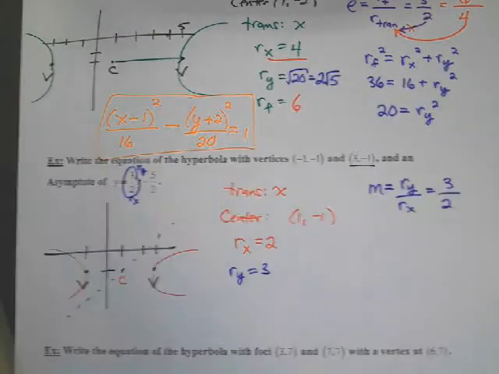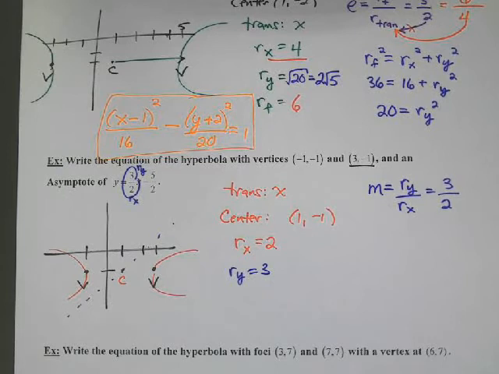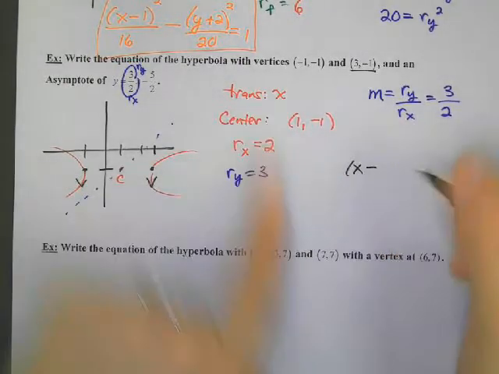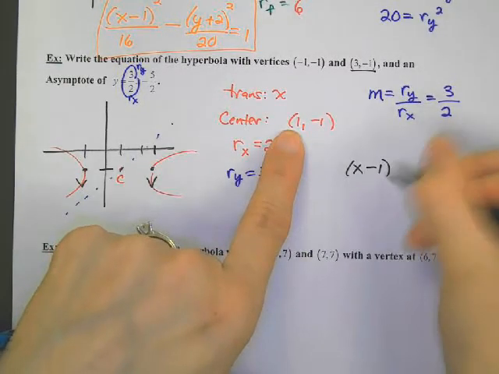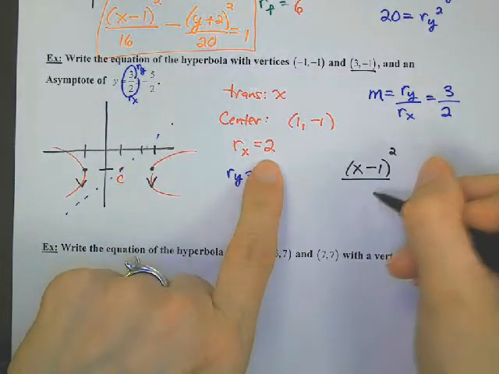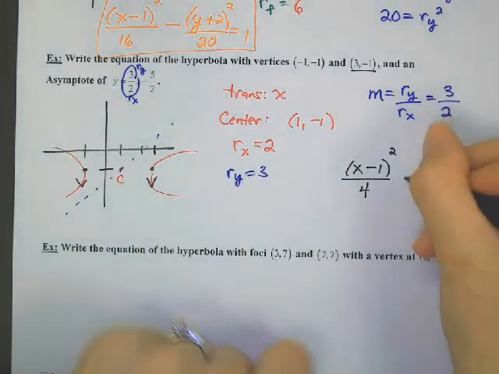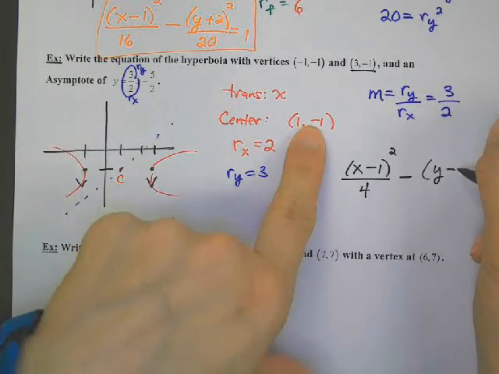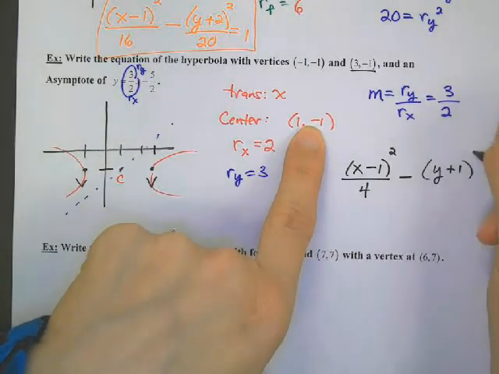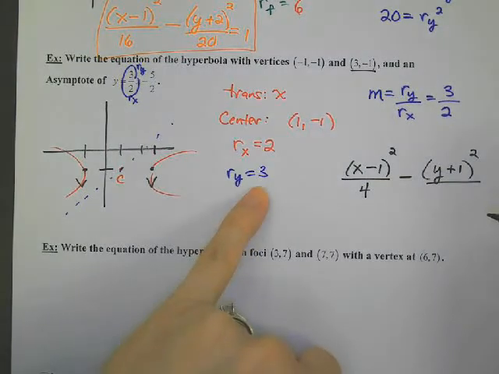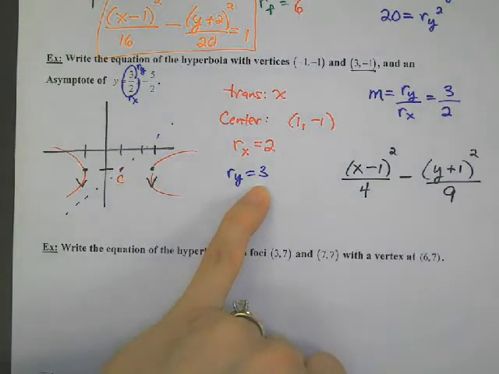I think we're ready for our answer. The final answer. Who's going to go first, the x or the y? The transverse is x, so he'll go first. X minus the x number is 1. Don't forget squared. How about r sub x squared? We'll put a 4 there. Minus sign. Y's turn. Y minus, where's the center? So that's going to be plus 1, quantity squared, over, don't forget to square it. It's going to make a 9. Okay? Good?